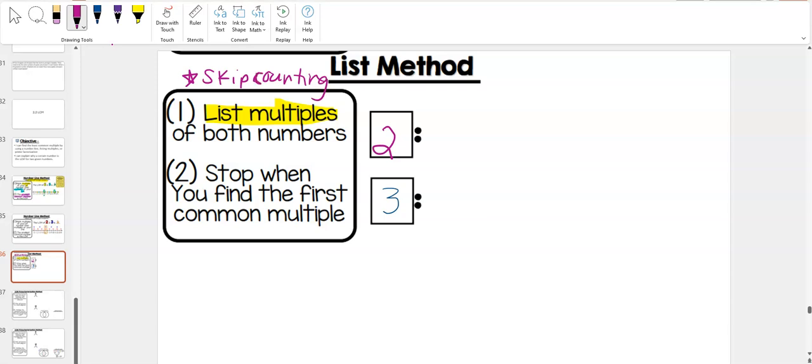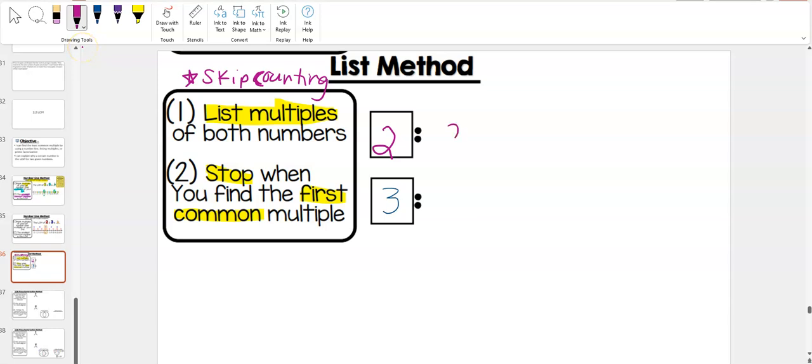Okay, and sometimes you don't know how to skip count by a certain number. You don't have it memorized, but that's basically what we're doing, and we are going to stop when we find the first one that they have in common, basically that smallest one they have in common.